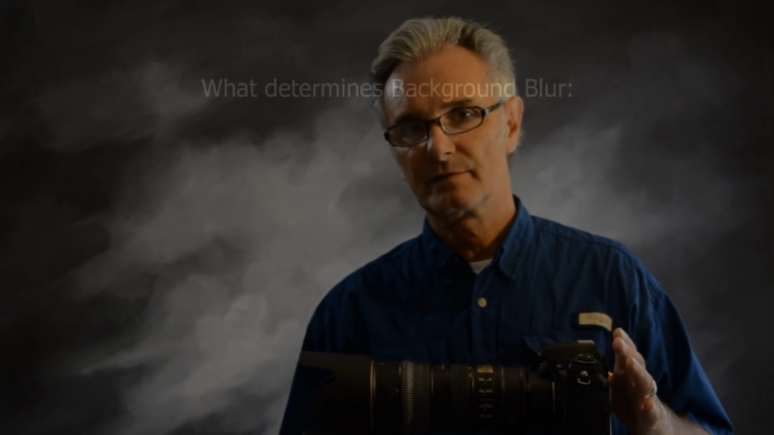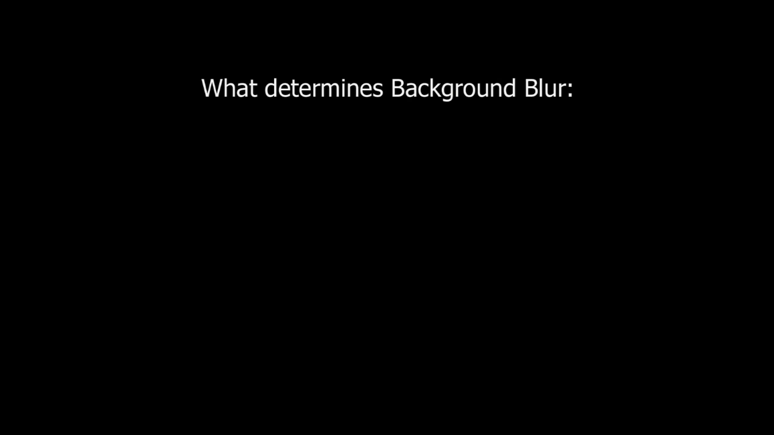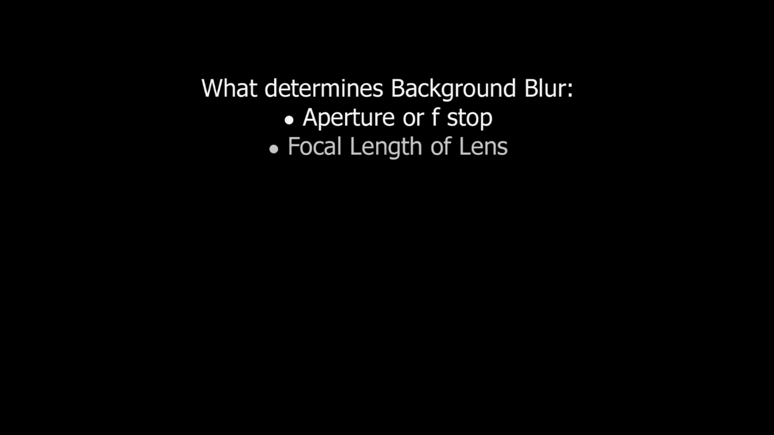In addition, we're going to show you some images that were taken with an 85mm lens at wide open, which is 1.4, so you can see the difference. The three things that determine the amount of background blur are, first, aperture or f-stop. By having a fast lens, you can open up your aperture.